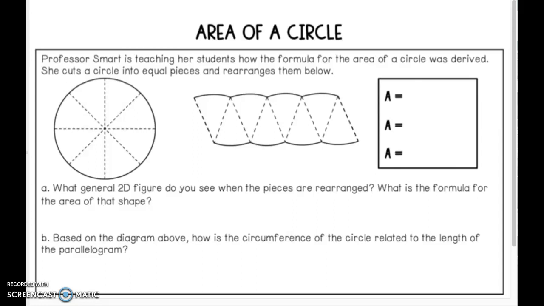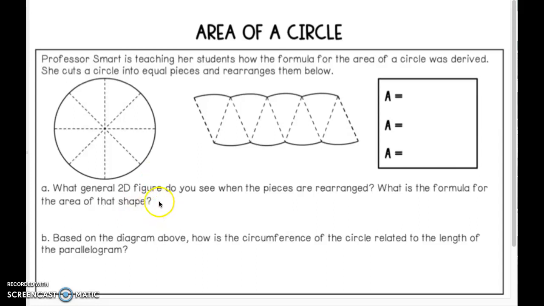So Professor Smart is teaching her students how the formula of an area of a circle was derived, was figured out. So she took a circle, cut it into equal pieces, and rearranged them from this shape here and just put them all together in a line here. Hopefully, you can see a certain figure. So first question we want to know is there a 2D figure that you can see it's very similar when they're rearranged? Hopefully, you can see that it is a parallelogram, right?